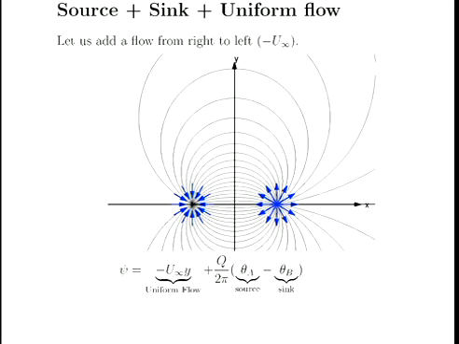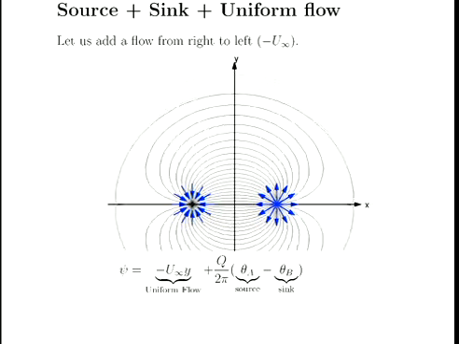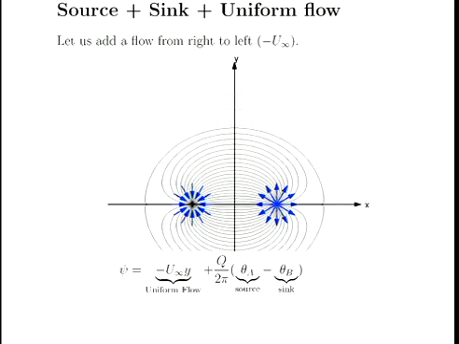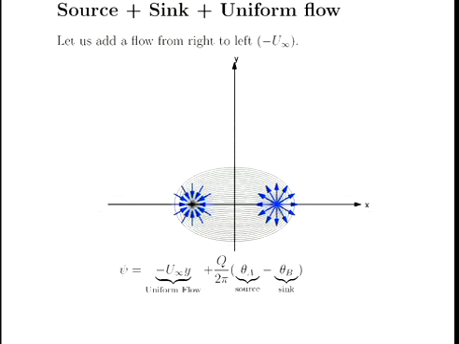So now we're going to add a flow from right to left. I'm just adding a uniform flow from right to left, and I'm gradually increasing the strength of that flow relative to the strength of that source and that sink. And you see that you get the shape that we already know we're going to get, which is this Rankine body.